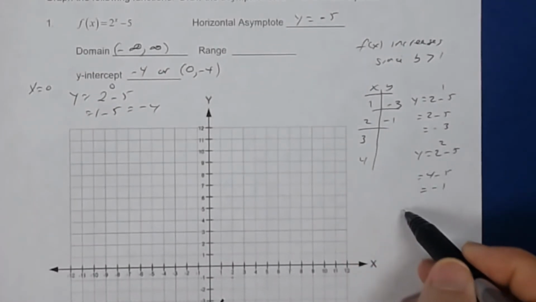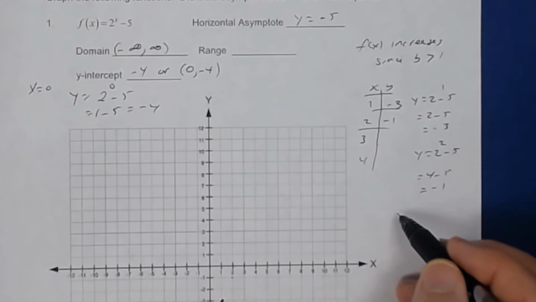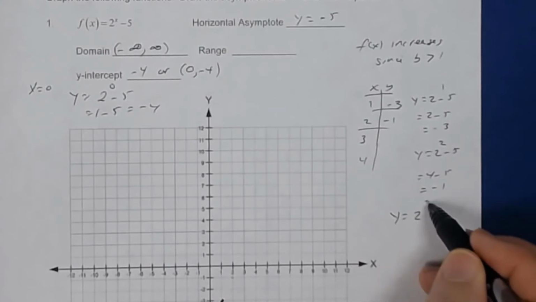If x is 3, I mean, I just needed 2 more points. I had this plus these 2, but I'm going to go ahead and do 3 just to show you something. If x is 3, I get y equals 2 cubed minus 5.